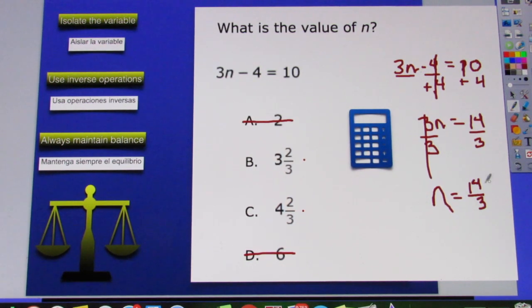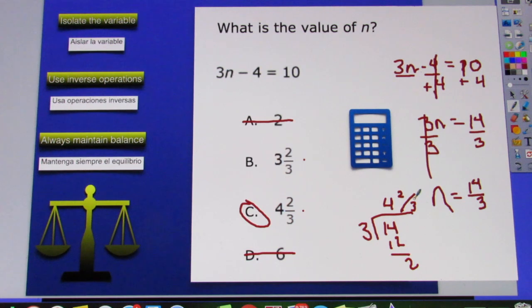Grab your calculator, do 14 divided by 3, and you'll notice right away that 3 goes into 14 4 times with 2 left over. 4 2/3 is the right answer. A little bit of work, not a big deal. Most students should be able to handle an equation like that by the middle of 8th grade at the latest, I would argue.